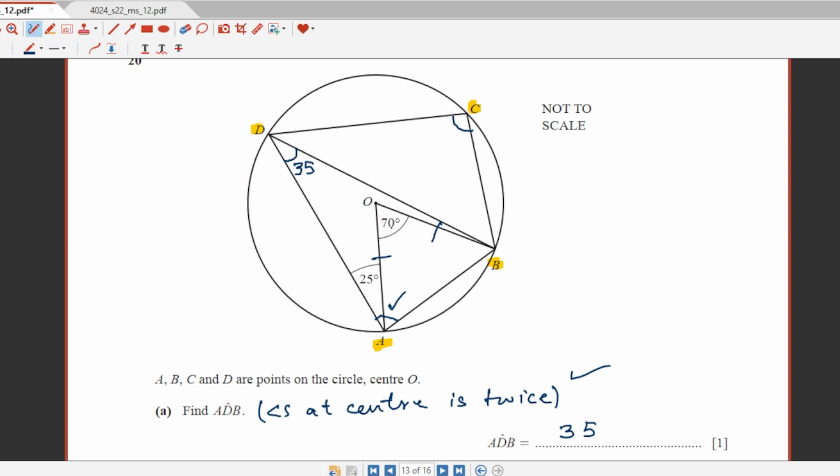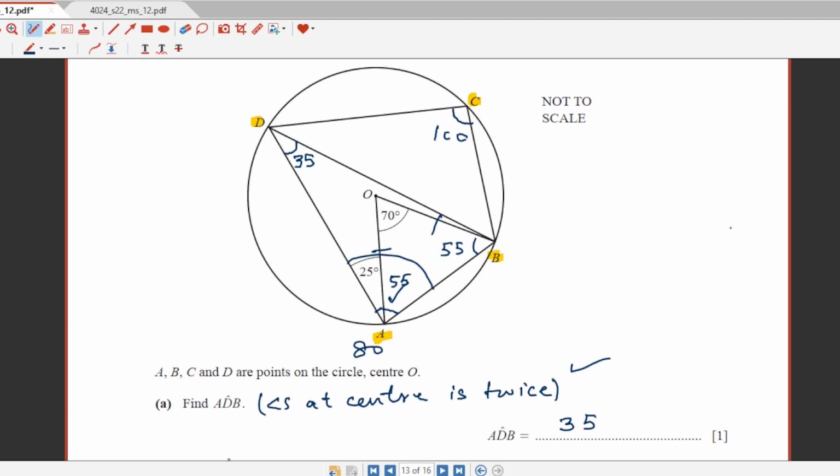If this angle is 70, 180 minus 70 is 110, and 110 divided by 2 is 55. This angle is 55, and this is also 55. So the complete angle is 55 plus 25, that is 80. This complete angle is 80. So angle C must be 180 minus 80, that is 100. So the answer of part B is 100.